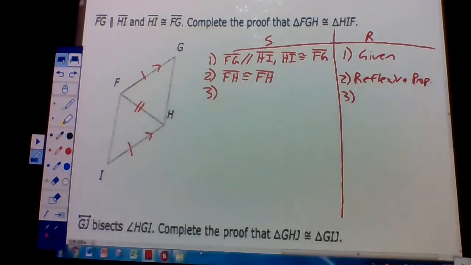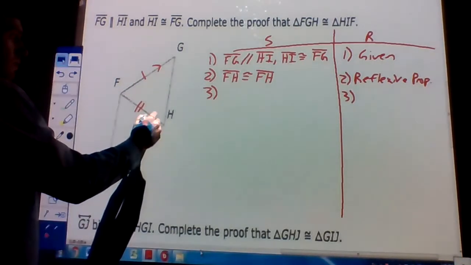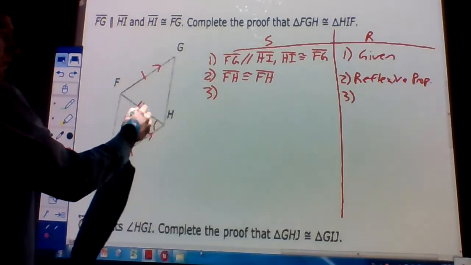We keep going down the list. We don't have a midpoint. We don't have a bisector, but we do have parallel lines. If you have parallel lines, we're looking for alternate interior angles. So here's our alternate interior angles.